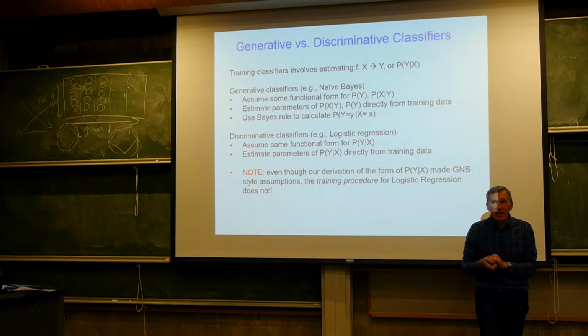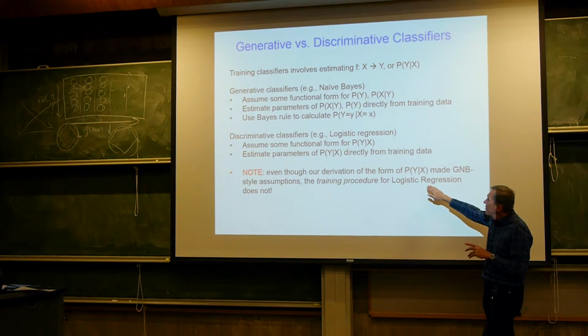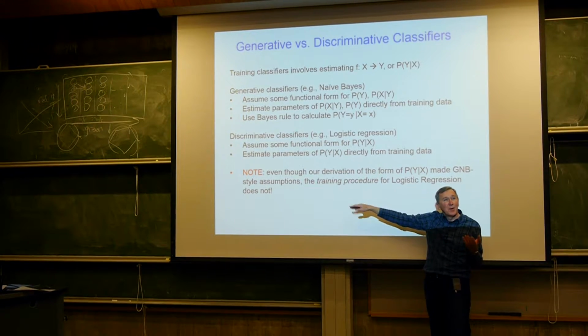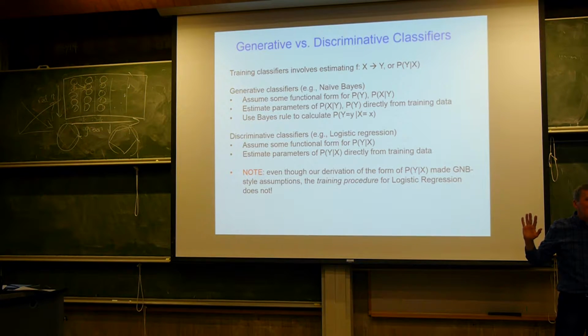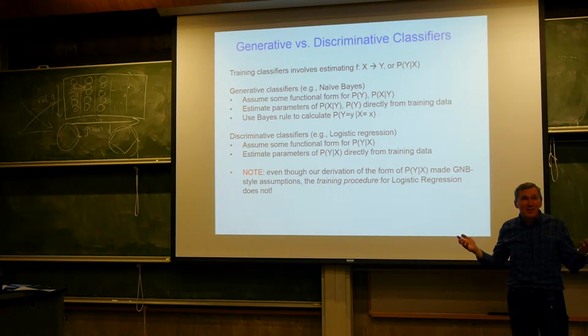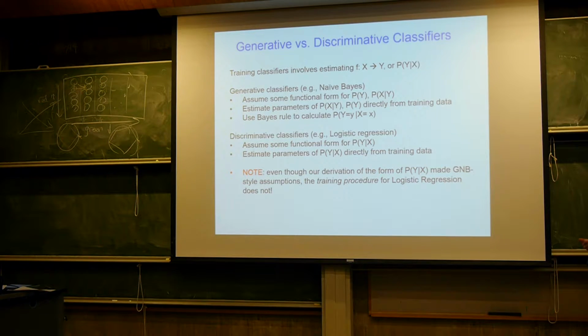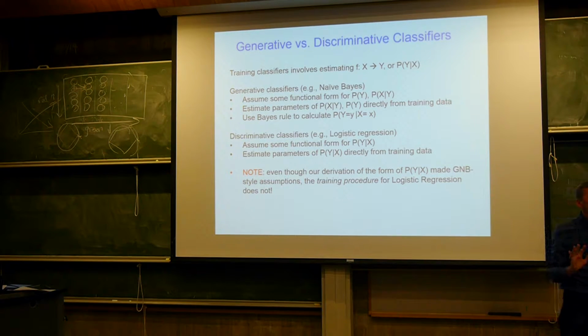Right? We went through that derivation. We started with the conditional independence assumption. However, the training procedure, the gradient descent procedure that we derived, really did not involve any assumptions about conditional independence. That gradient descent procedure is just going to find the best fitting weights, W0 through Wn, given the data. And there's nothing about that training procedure itself that commits to the conditional independence assumption.